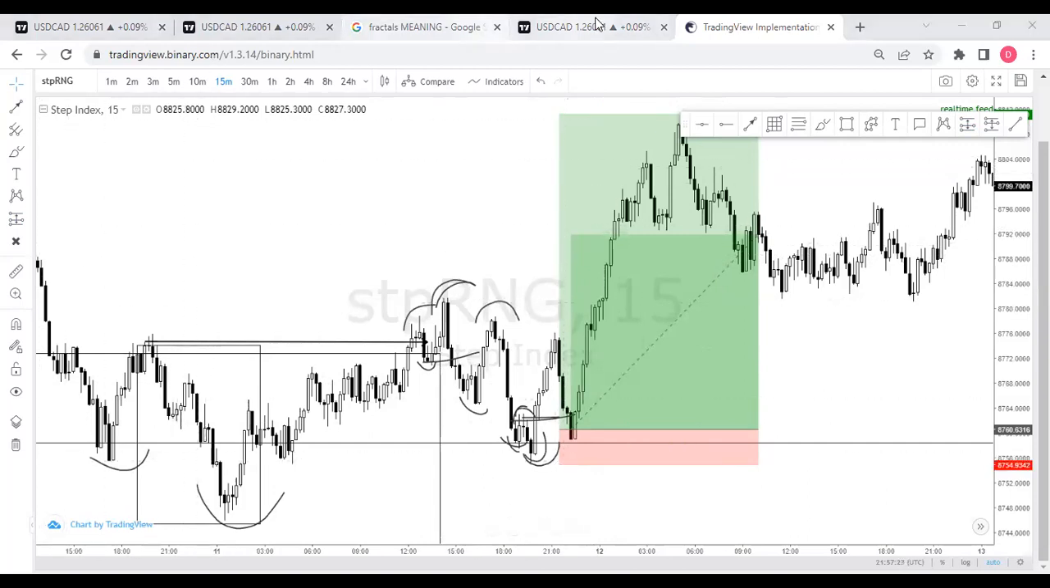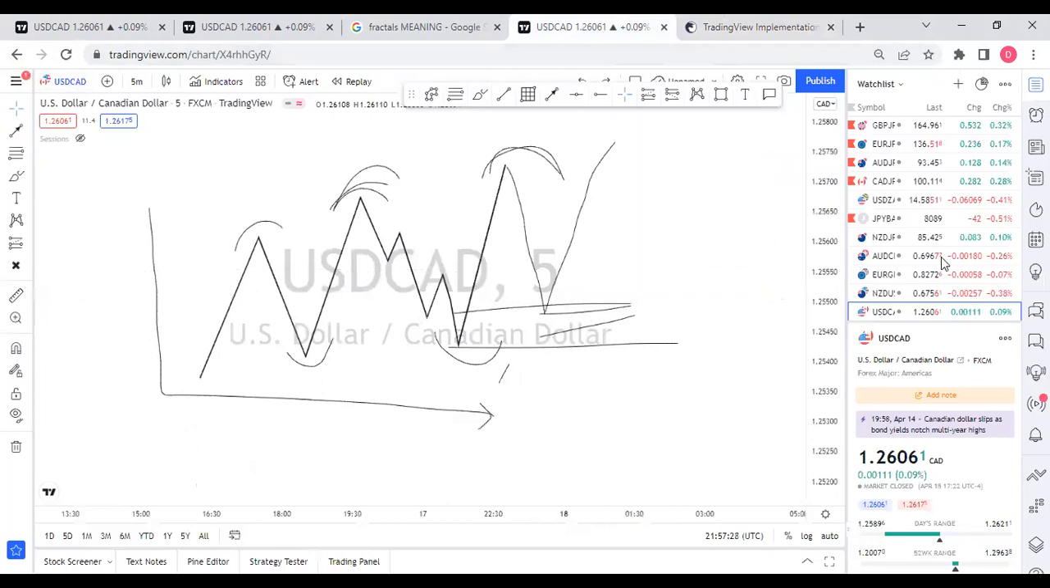So let's check currencies. Let's check USD ZAR. I really like to trade USD ZAR.